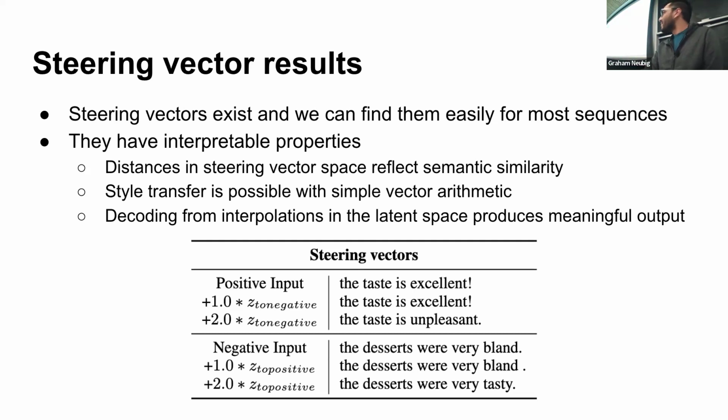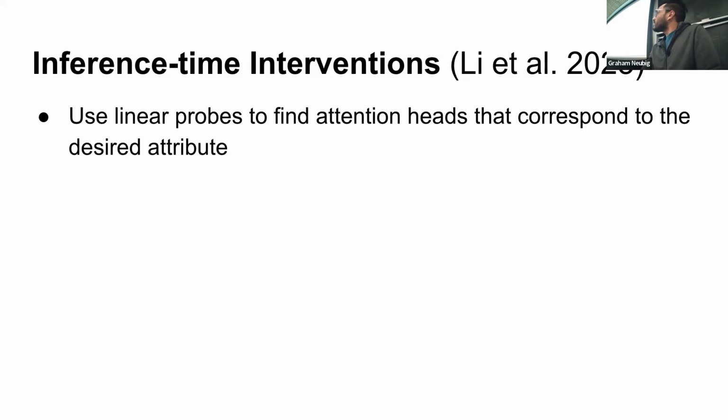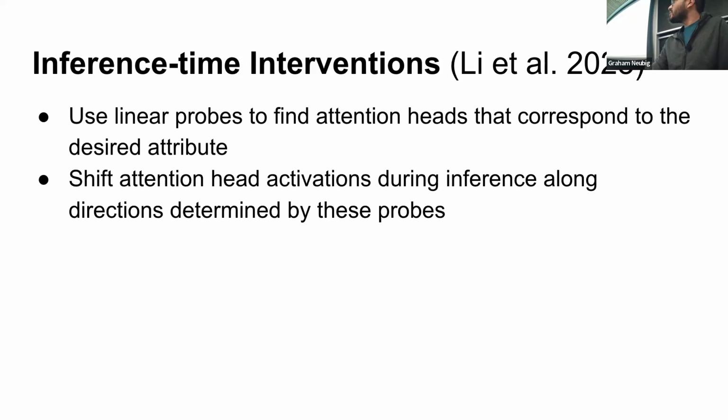Decent science, hopefully. Cool. So I'll talk about a similar type of work that came out more recently on inference time intervention. Basically, they use some of the ideas that we talked about earlier. They use linear probes to find attention heads that correspond to a desired attribute. They did this for TruthfulQA. So their hope was to find truthful directions in latent space. And then they shifted the attention head activations during inference along the directions determined by the probes.